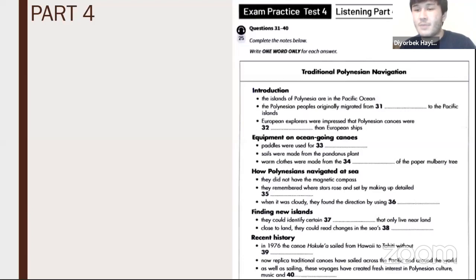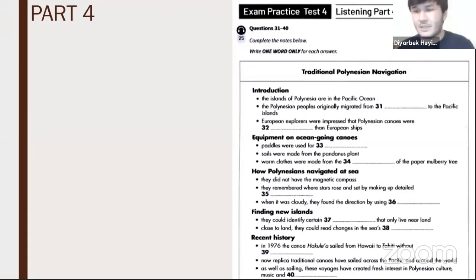Warm clothes were made from the paper mulberry tree, or maybe bark, bark of the tree, etc. Right? They remembered where stars rose and set by making up detailed, okay, so you're remembering where the stars are located, probably maybe detailed drawings. So again, rather than simply writing what the word is, adjective, noun, or verb, please try to predict the words themselves. And you're probably wondering, how am I going to do it within the 30 or 45 seconds that I have at the beginning?